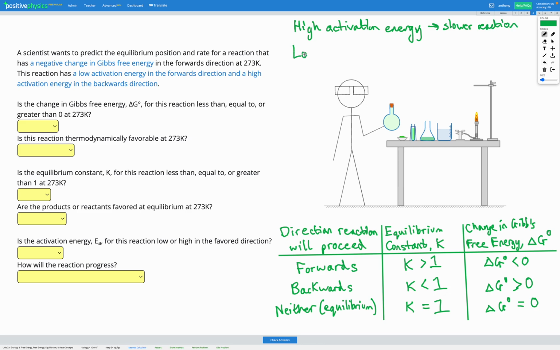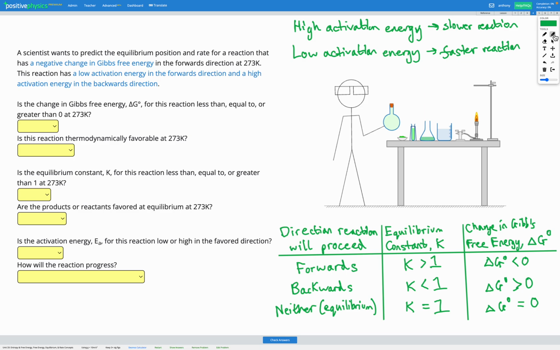However, a low activation energy means that we have a greater proportion of particles that have enough energy in a collision to overcome that activation energy, and therefore a higher proportion of particles that will react and a faster reaction happening. So it's important to remember the change in Gibbs free energy and equilibrium constant, those determine the direction of the reaction, but the activation energy, that determines the speed.